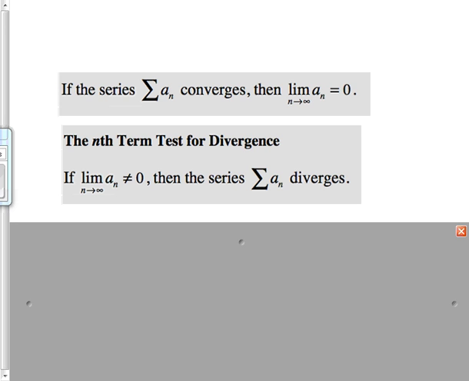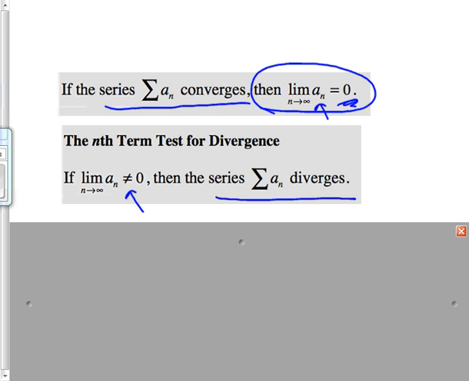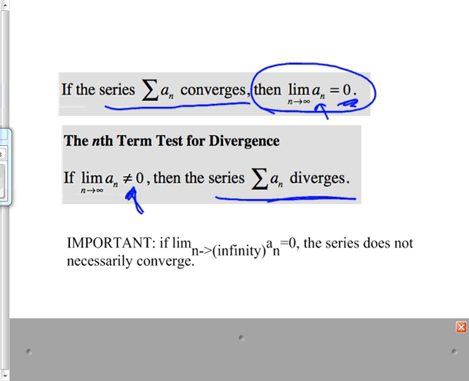So this is just what I wrote. If the series converges, then the limit of the last term must be 0, that we're adding nothing to it. And then the converse being, if the nth term doesn't equal 0, then the series must diverge. Because if it doesn't equal 0, then I'm adding things to my function, and it's getting bigger and bigger and bigger. The important thing, though, is that this top statement is a one-way highway.